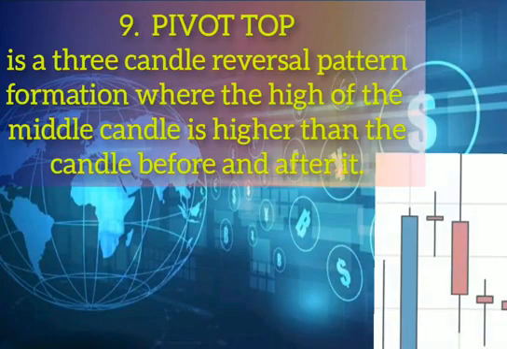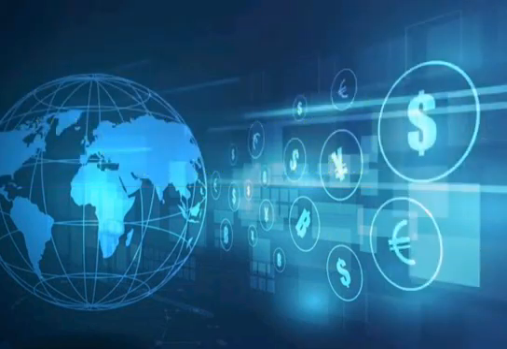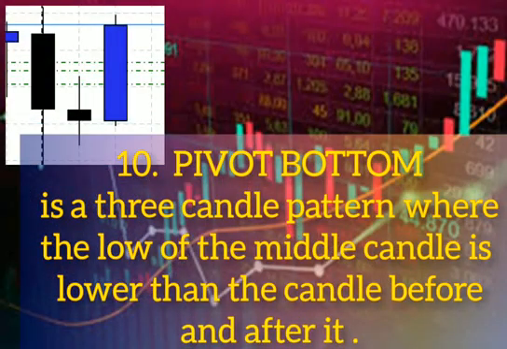9. Pivot top is a three-candle reversal pattern, where the high of the middle candle is higher than the candle before and after it. 10. Pivot bottom is a three-candle reversal pattern where the low of the middle candle is lower than the candle before and after it.